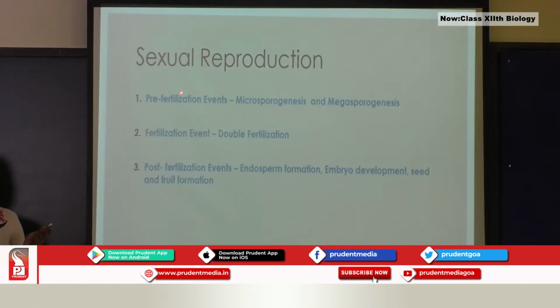Now, in sexual reproduction, we are going to be highlighting the various events which lead to sexual reproduction in flowering plants. So we have pre-fertilization events, the fertilization event, and post-fertilization events. In pre-fertilization events, we are going to be discussing 2 processes. One is microsporogenesis and the other is called megasporogenesis. Now, what do we mean by microsporogenesis and megasporogenesis?